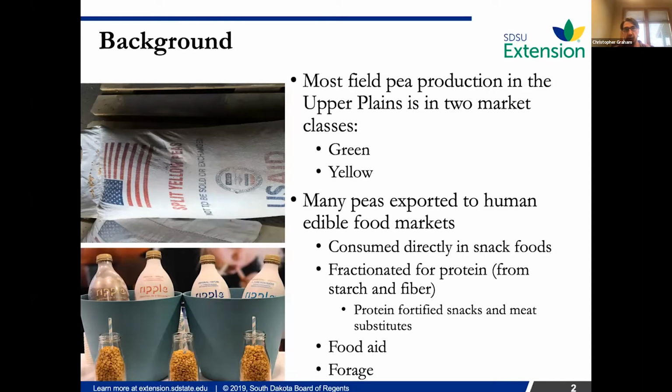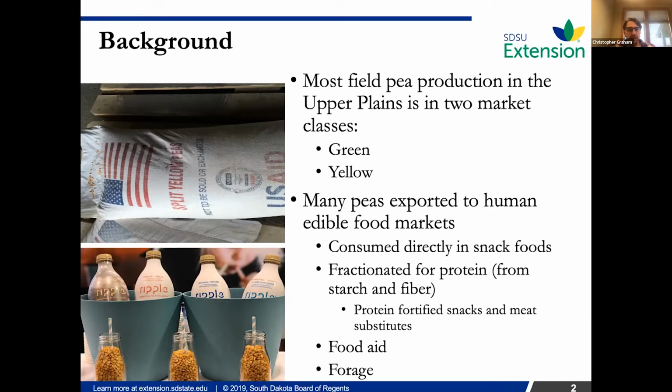And then, of course, the dog food market is another area where a lot of pea protein goes. If you look at the labels on dog foods, you often see pea protein in there. And of course, the meat substitutes. Beyond Meat is a pea protein meat. And so those types of things are gaining in popularity as well. It also goes to food aid. So we ship a lot of this.